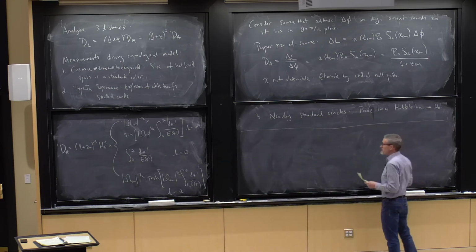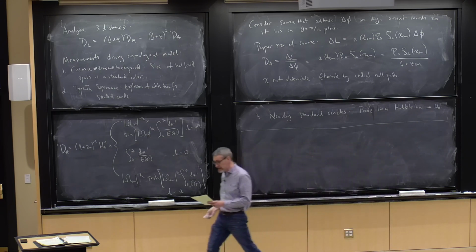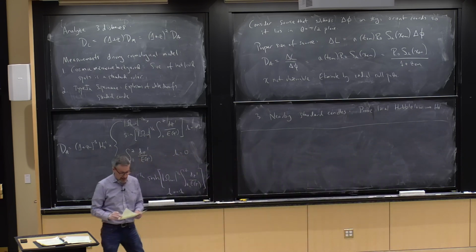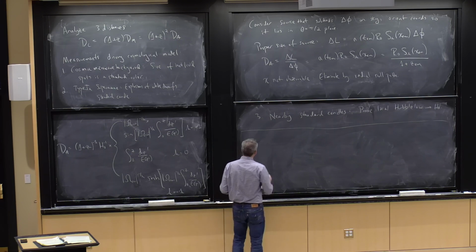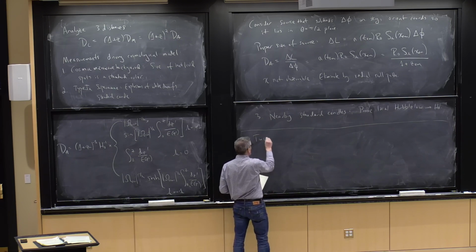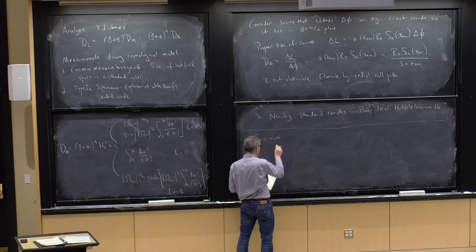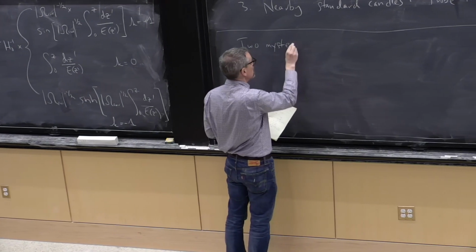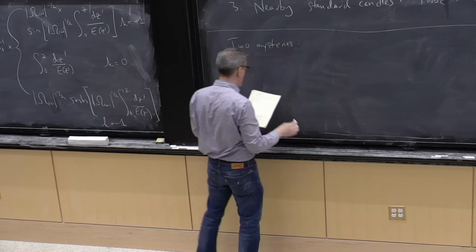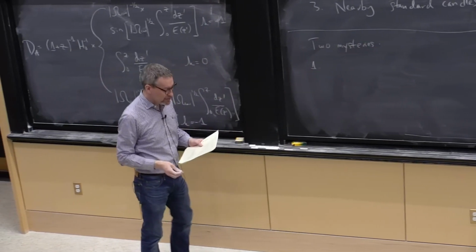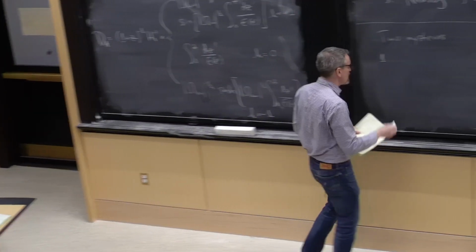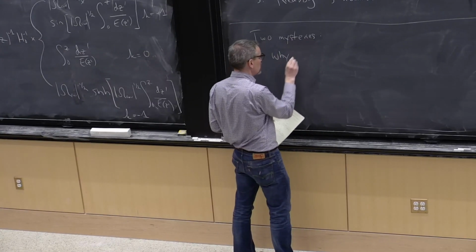There's a lot more we could say, but time is finite, and we need to change topic. So I'm going to conclude this lecture by talking about two mysteries in the cosmological model that have been the focus of a lot of research attention over the past several decades. So two mysteries. One, why is it that our universe appears to be flat, spatially flat?